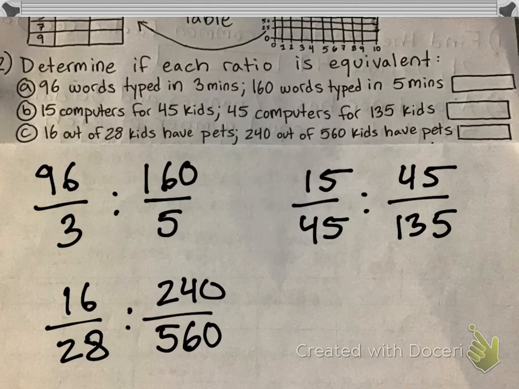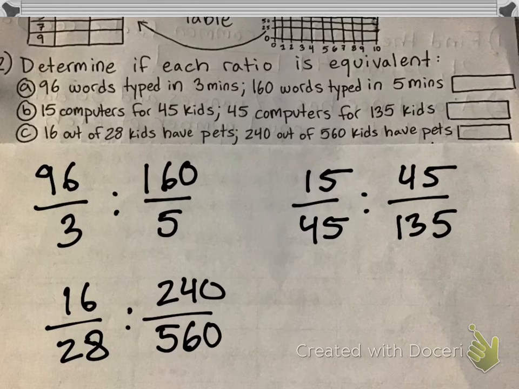This next one, who happens to know what the greatest common factor between 45 and 135 is? 15's a really good guess. We could even use 15 for this. It actually is 45. Now, even if you don't know the greatest common factor, just keep simplifying until you get the same denominator. There's nothing wrong with that. And similarly, the greatest common factor of 28 and 560 is actually 28. But like I said, if you don't know it, just start dividing.